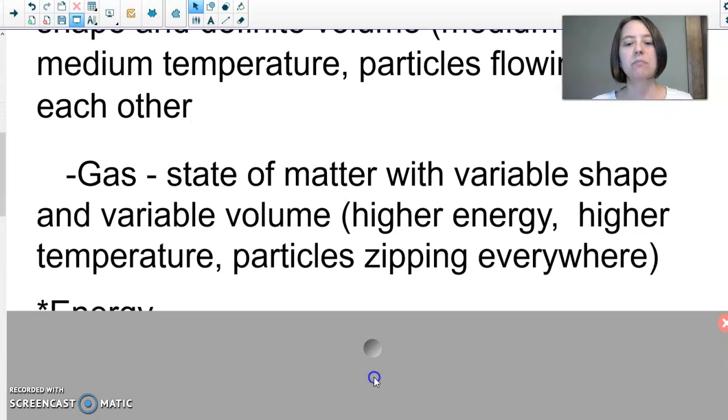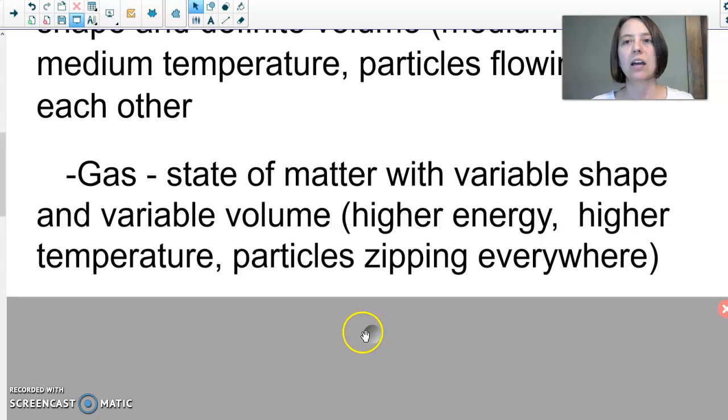And then our final state of matter, there is plasma, but we're not going to get into that in chemistry. So our final state of matter is gas. This is a state of matter with variable shape and variable volume. It has a very high amount of energy, high temperature, and those particles are zipping all over the place. They are not connected anymore. They're just moving here and there and everywhere. They're moving fast enough that the attraction to keep them together won't keep them together. And they will spread out and fill any container you put them in, and they will bump against the walls and hit each other.